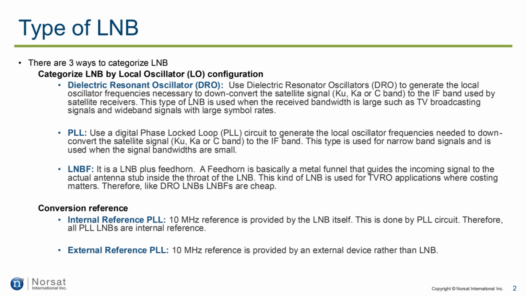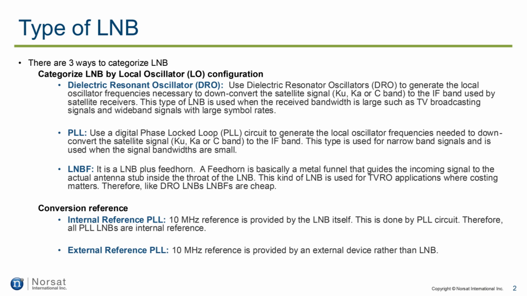For LO configuration and reference, we can find three types of LNBs. DRO LNBs use a dielectric resonator oscillator to generate the local oscillation frequency necessary to downconvert the satellite signal to the IF band used by satellite receivers. DRO LNBs are primarily used with large symbol rate signals since the high LO stability does not affect the proper decoding. PLL LNBs use a digital phase-locked loop circuit to generate the local oscillator frequencies to downconvert the satellite signal to the IF band. PLL LNBs are mostly used with narrow band signals where LO stability has to be high.